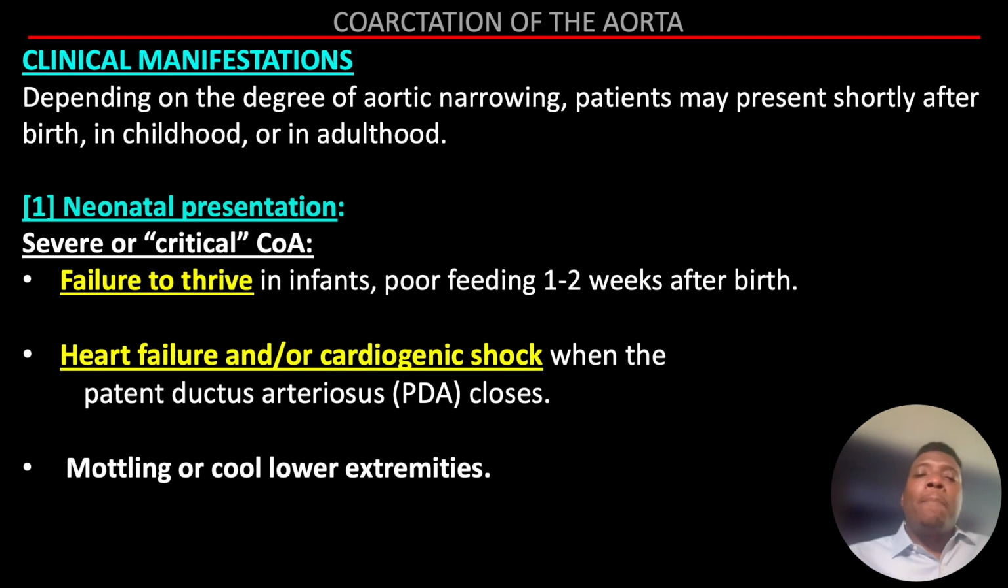Now, how they present depends on a few factors, such as how severe is the narrowing of the coarctation, as well as is there supply via the collateral blood flow through the intercostal arteries and other arteries. In its most severe form in neonates, they may present with cardiogenic shock, heart failure, or failure to thrive. On examination, they may have cold or mottled lower extremities.